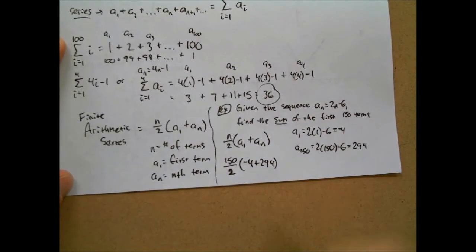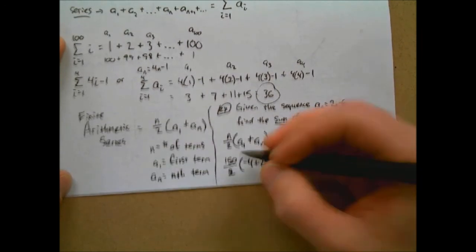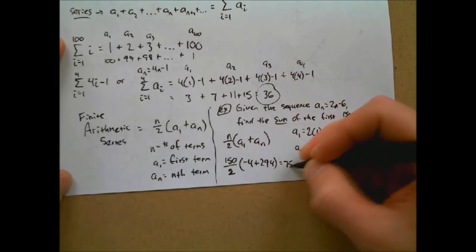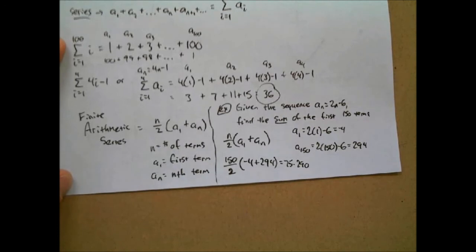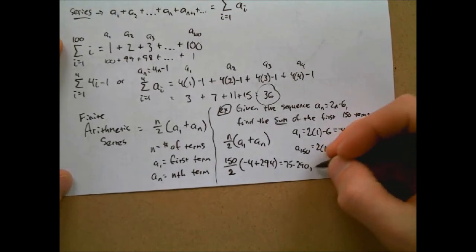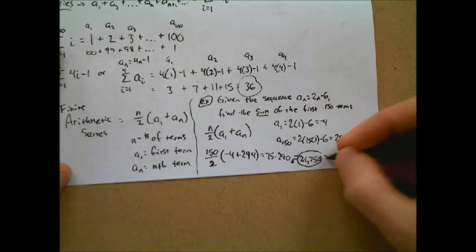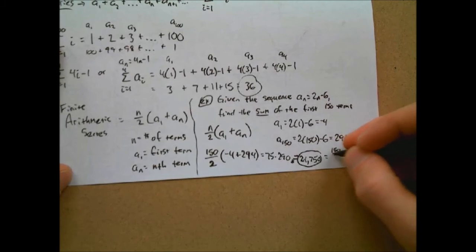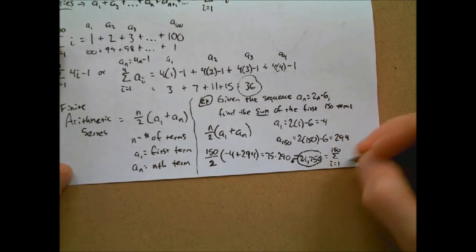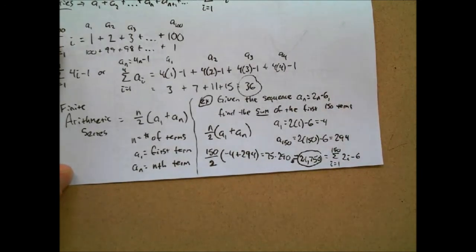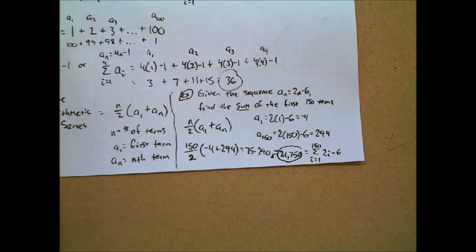All right, now it's just a bunch of arithmetic. Negative 4 plus 294 is 290, and then 150 divided by 2 is 75. So it's 75 times 290, which I have written here: 21,750. That is then the sum from 1 to 150 of that sequence, 2i minus 6 right there. I'll zoom in on that. That was a lot.